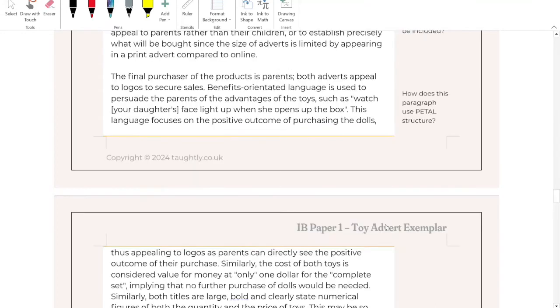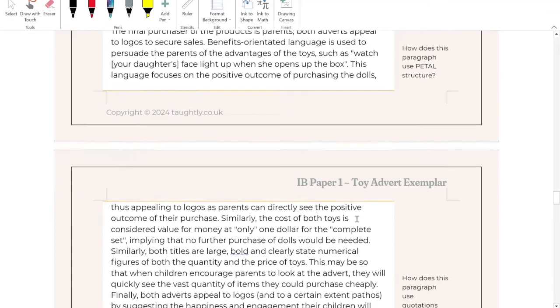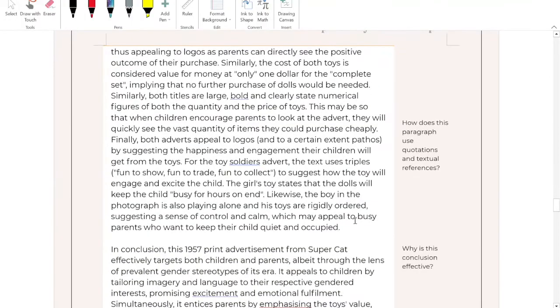Final main body paragraph. The final purchaser of the products is parents. Both adverts appeal to logos to secure sales. Benefits-oriented language is used to persuade the parents of the advantages of the toys, such as "watch your daughter's face light up when she opens the box." This language focuses on the positive outcomes of purchasing the dolls, thus appealing to logos as parents can directly see the positive outcomes of their purchase.